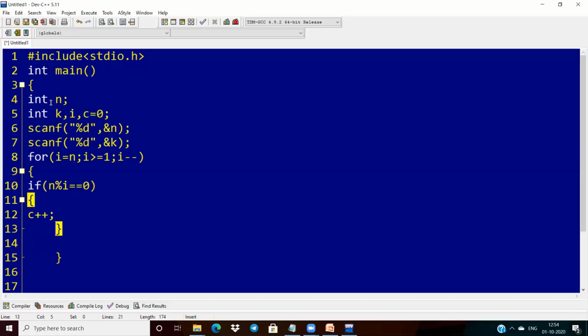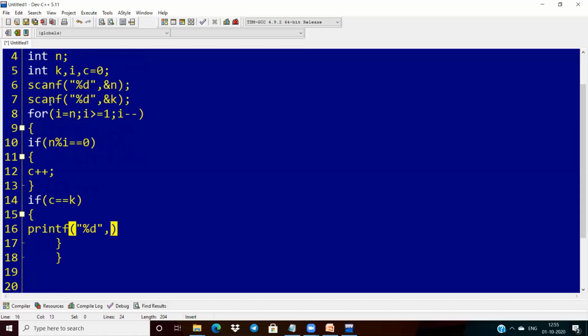Okay, increment the count. And after this, if your count is equal to K, then immediately I want to print that number, that's all, and stop the iterations. We are required to do this. So if C will be 1, it means I want to get the largest first factor.